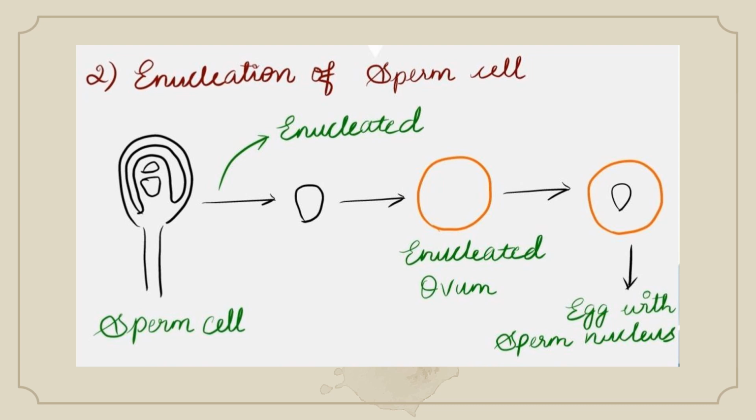From these two, the enucleation of the sperm cell and the enucleation of the neuron, we come to the conclusion that the nucleus alone doesn't play an important role. The cytoplasm also plays an important role in the development of the organism, and it indirectly influences how the nucleus behaves. So we can take this experiment under nucleocytoplasmic interaction, because the cytoplasm also plays an important role in the development and behavior of the nucleus.